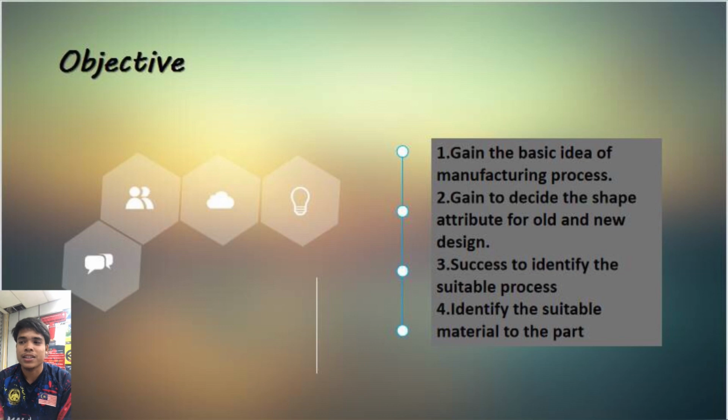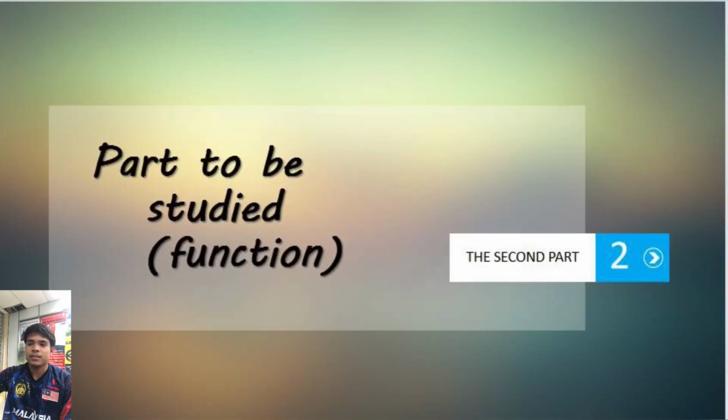First objective: get the basic idea of the manufacturing process and decide the shape attribute for the original and new design, and then identify the suitable process and identify the suitable material of the part. Part to be studied.